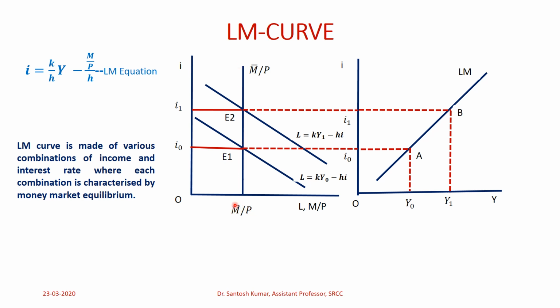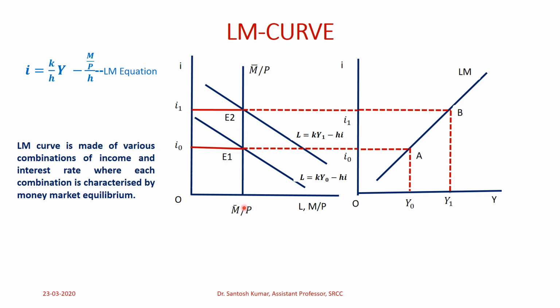Initially we have money supply as M bar upon P, and remember it is the real money supply. The real money supply is the quantity of nominal money supply divided by the price. That gives you how many goods and services the total money supply can buy in the economy. So this is your real money supply. So you've got the money supply line.